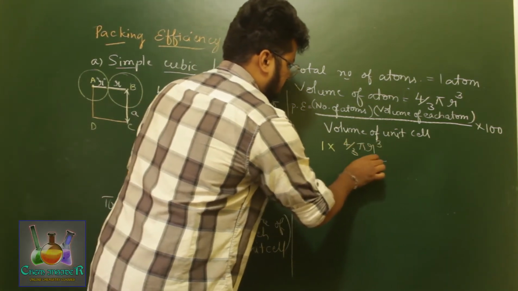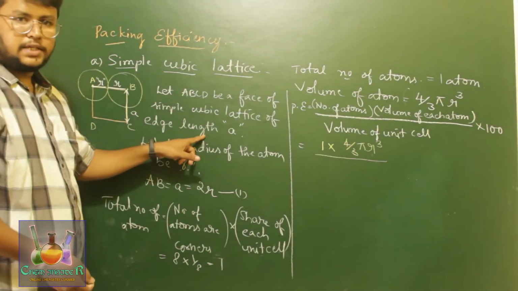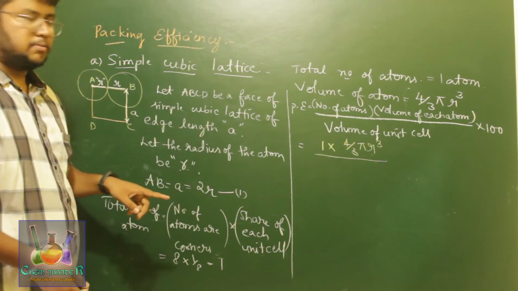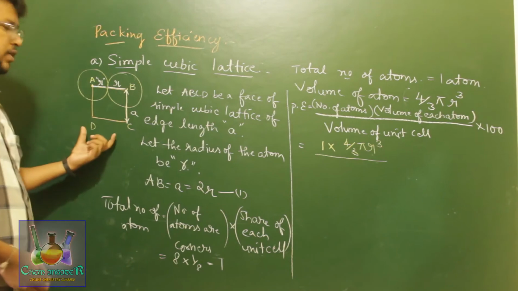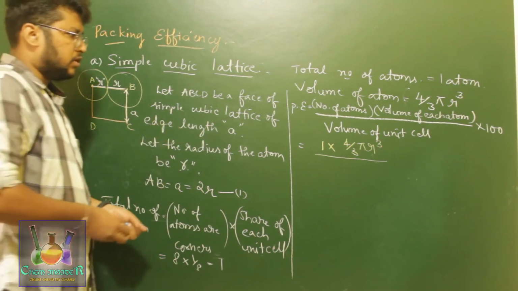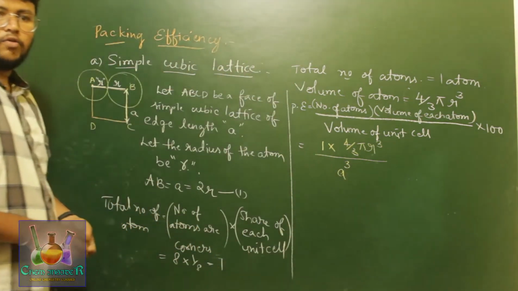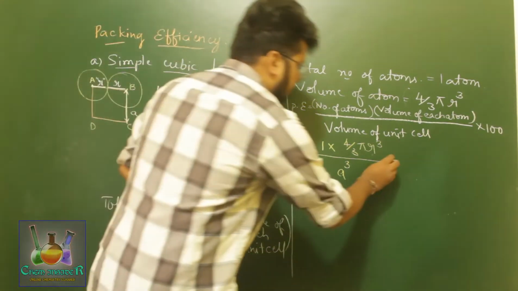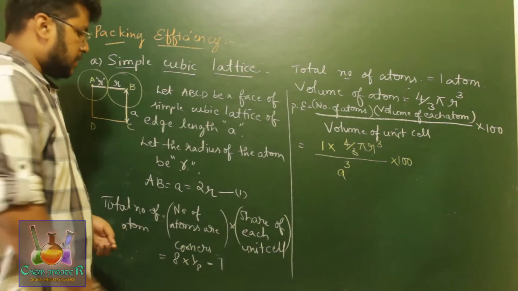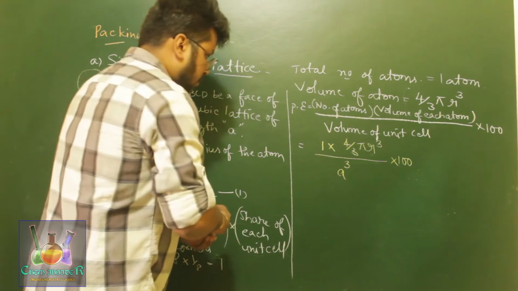pi r cube divided by, so what is the volume of the unit cell? The unit cell has an edge length A, and this unit cell we are considering as a cube. Remember, it is a cube. We have just written one face for our easiness. Next, for the volume of a unit cell, that should be A cube, that is length into breadth into height, that will be A cube. Next, multiplying it by 100.